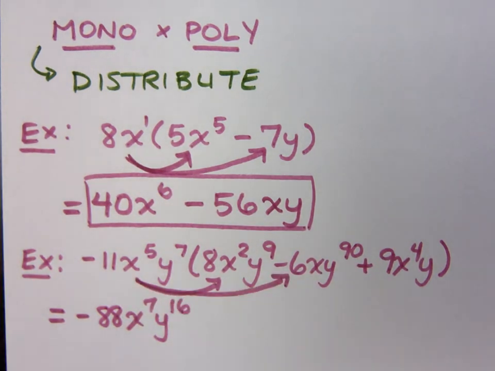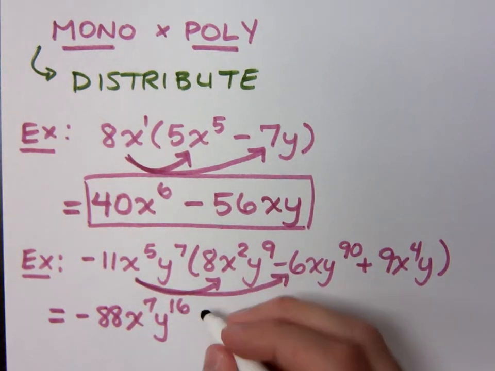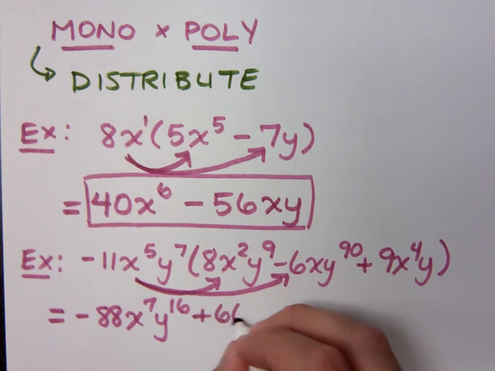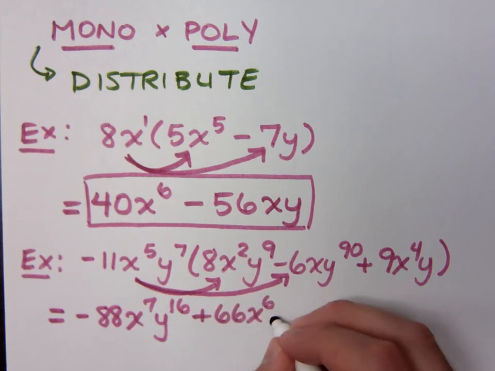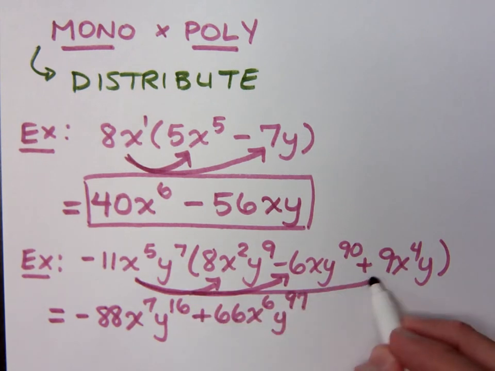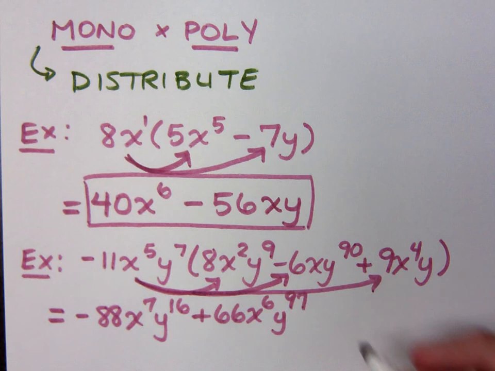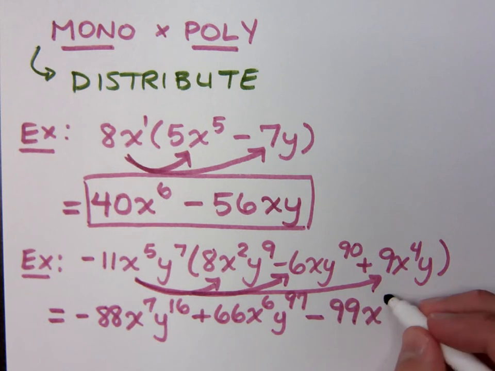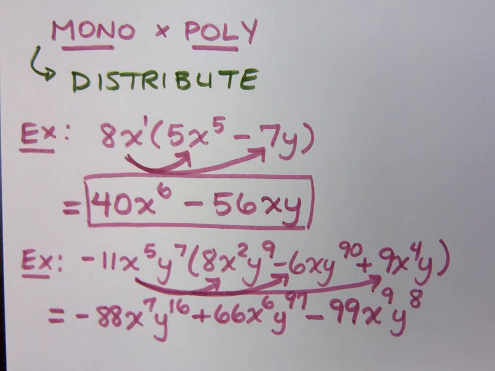Keep distributing. What do we get? Plus 66, x to the 6th, y to the 9th. You are taking complete ownership of this problem, so go ahead and finish this. Minus 99, x to the 9th, y to the 8th. What do you think? Yes. Easy.